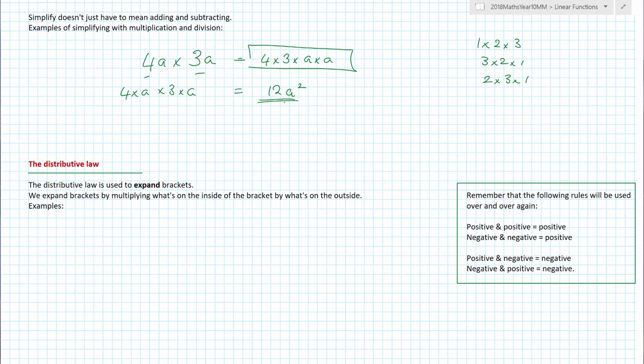And if I had a division, which would be 16a squared divided by 4a, for example, well, I know that's the same as 16 times a times a divided by 4 times a. Now, we'll come back to all of this in a bit. But I know that 4 goes into 16 4 times, and I know that an a on the top and an a on the bottom become 1 over 1 because anything divided by itself is 1. So 4 times 1 times a gives me 4a, and 1 times 1 gives me 1. So there we go. So simplify can also be used for that as well.